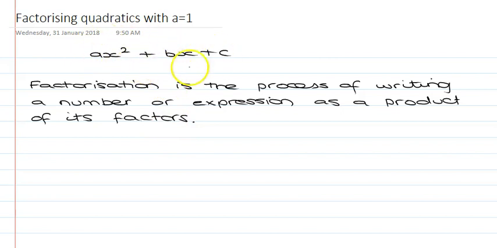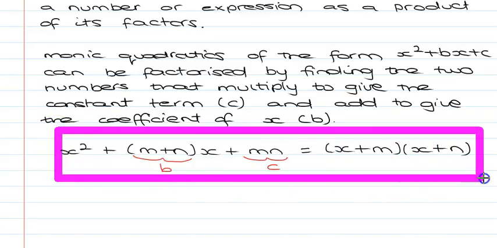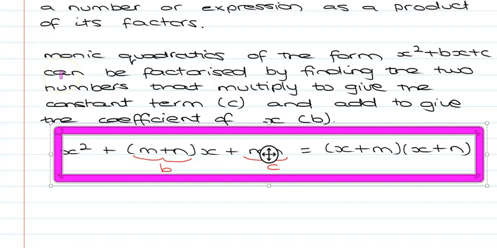Monic quadratics can be factorized by finding two numbers that multiply to give this constant term c here, and those two numbers must also add together to make this coefficient b. So let's write that down. Alright, so I'm just going to put this in a purple box and give you a chance to write that down. I'm going to go into an example.